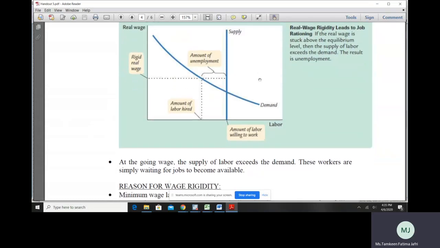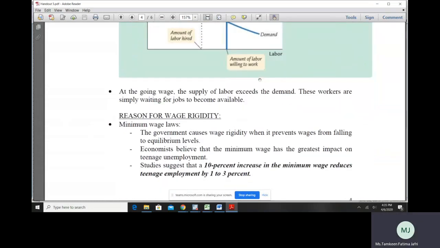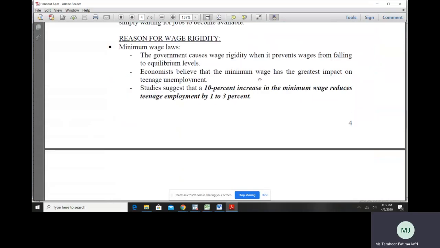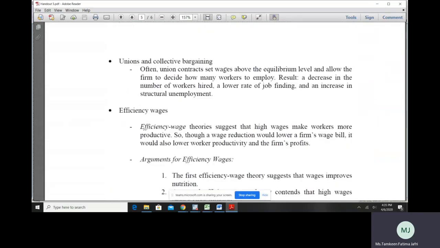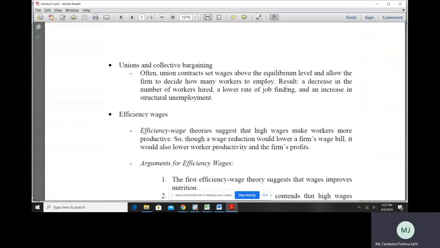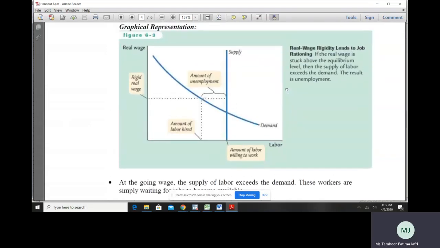So that's one reason why unemployment arises, or why structural unemployment arises. The second reason that I've identified is union and collective bargaining. So often union contracts set wages above the equilibrium level and allow firms to decide how many workers to employ. The result is a decrease in the number of workers hired, or a lower rate of job finding, and an increase in structural unemployment. Now again, coming back to the diagram here. So what I'm saying is that another reason for wage rigidity is because of unions and collective bargaining.